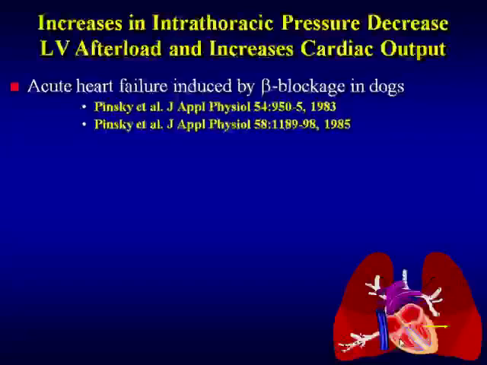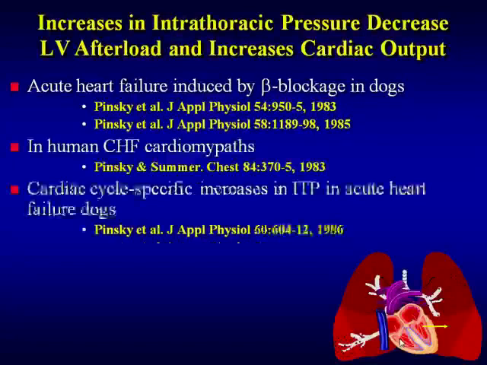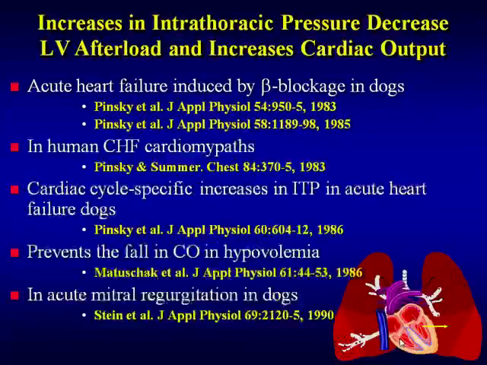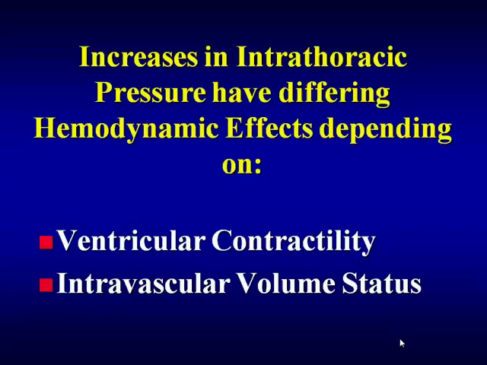Okay. Well, we showed that in acute heart failure induced by beta blockade in dogs, increases in intrathoracic pressure increased cardiac output. And then we showed that in patients that were cardiomyopaths, it worked. And then we found that if we can increase the pressure in a cardiac cycle-specific fashion in heart failure dogs, we could selectively increase cardiac output. And George Matuszak showed that he could prevent the fall in cardiac output with hemorrhage. And then Keith Stein showed that we could prevent mitral regurg. Increases in intrathoracic pressure decrease left ventricular afterload. Thus, increases in intrathoracic pressure will have different effects on your patient depending on their contractility.